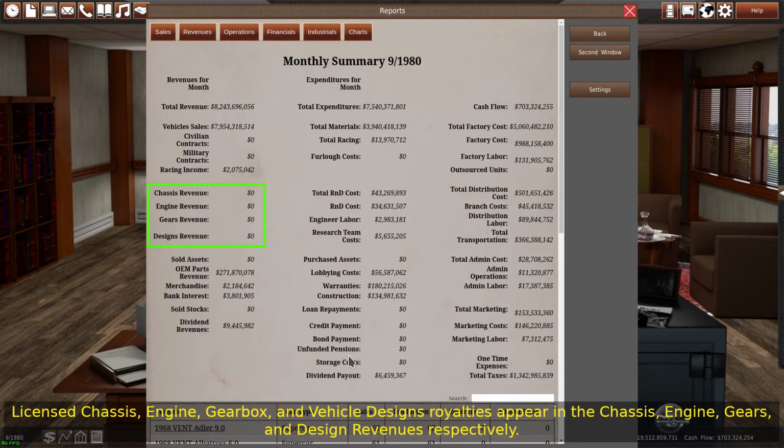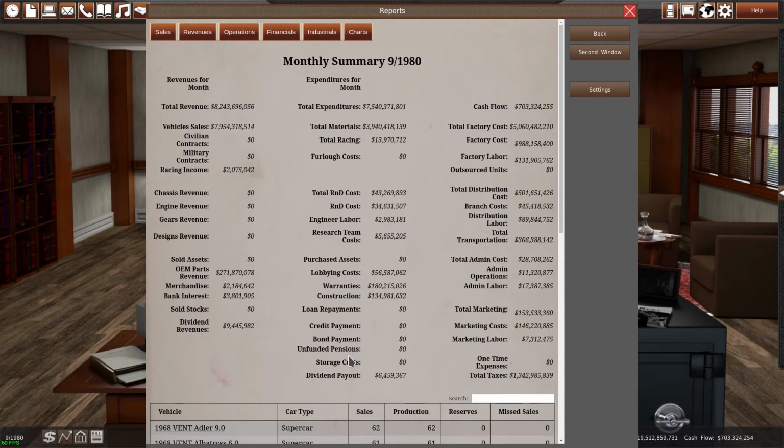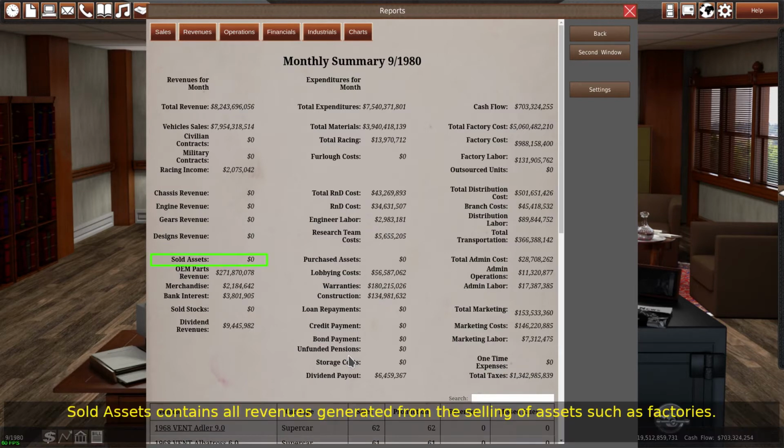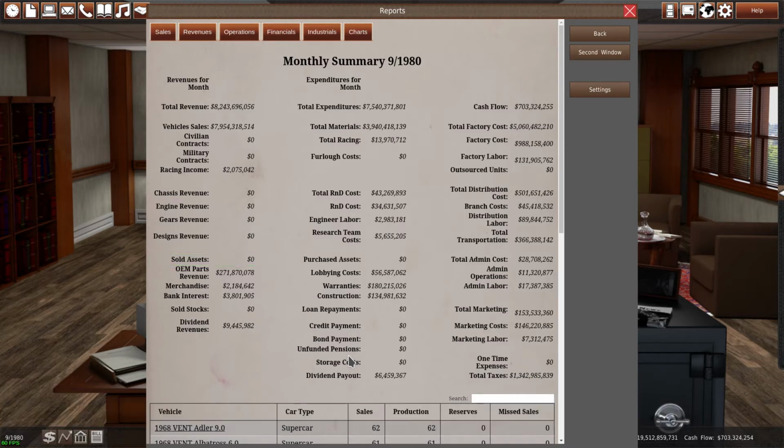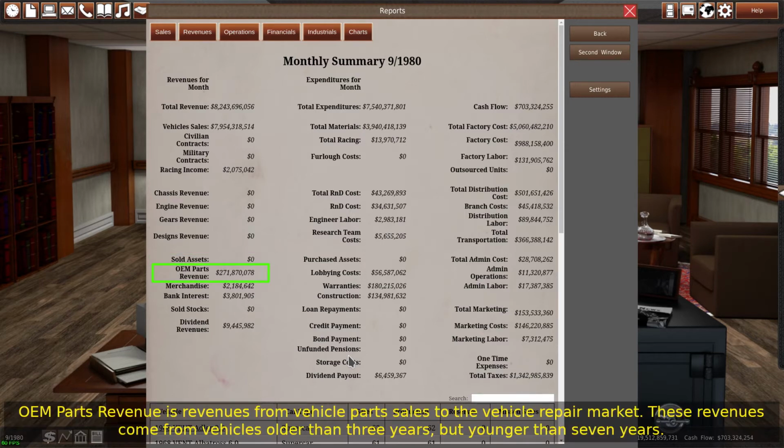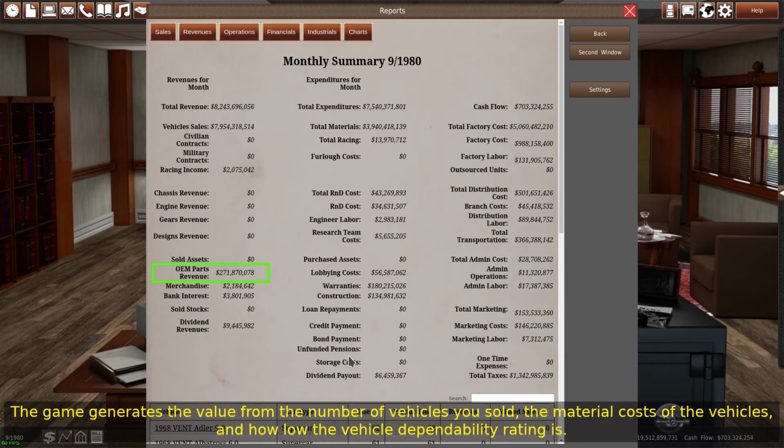Licensed chassis, engine, gearbox, and vehicle designs royalties appear in the chassis, engine, gears, and design revenues respectively. Sold assets contains all revenues generated from the selling of assets such as factories. OEM parts revenue is revenues from vehicle parts sales to the vehicle repair market. These revenues come from vehicles older than 3 years, but younger than 7 years. The game generates the value from the number of vehicles you sold, the material costs of the vehicles, and how low the vehicle dependability rating is.